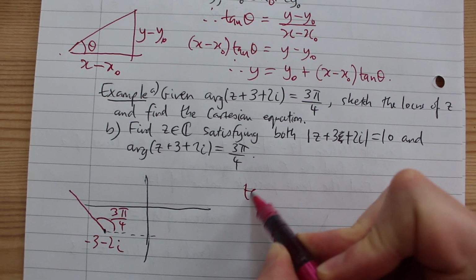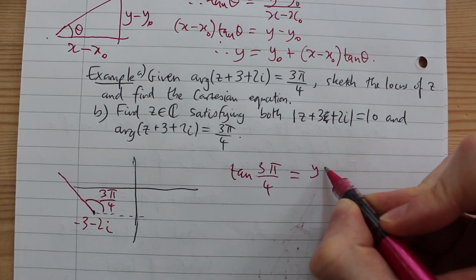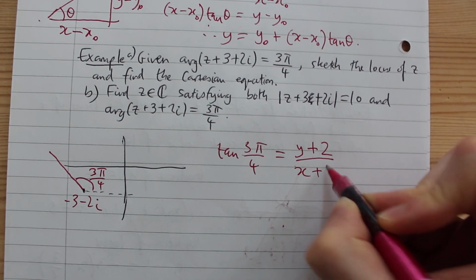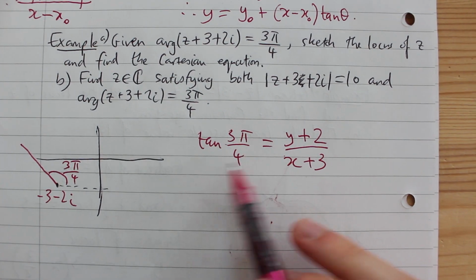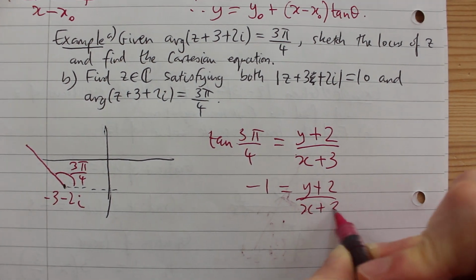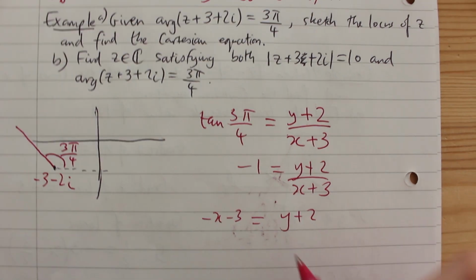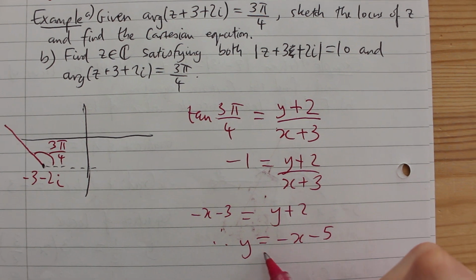So tan of 3 pi by 4 is y minus y0, that's y plus 2, over x minus x0, that's x plus 3, and tan of 3 pi by 4 is minus 1. So we get y plus 2 is minus x minus 3, so therefore y is minus x minus 5.